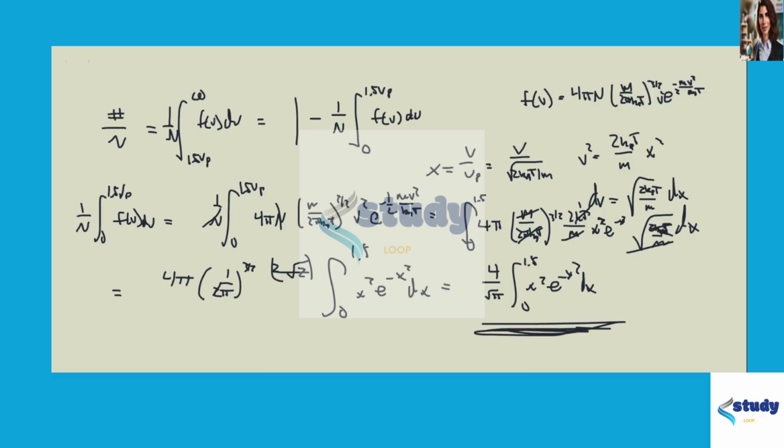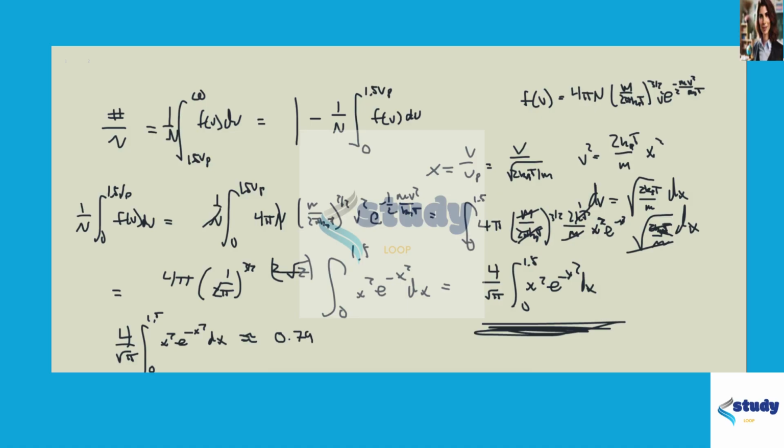Now this is finally the point where we would numerically integrate this. We can also use computer software, and that's what we're going to do here. Let's compute this integral using Mathematica: 4 over root pi times the integral from 0 to 1.5 of x squared e to the minus x squared dx. If we integrate this with our software, it becomes roughly 0.79.